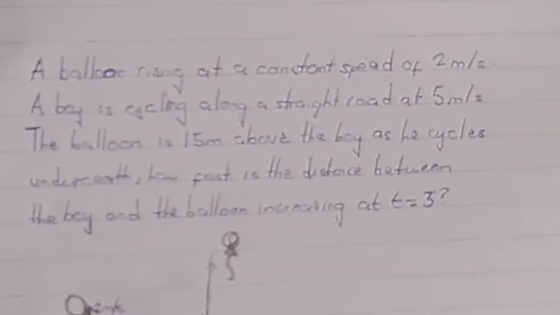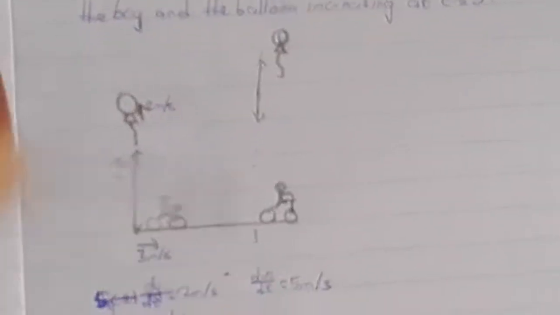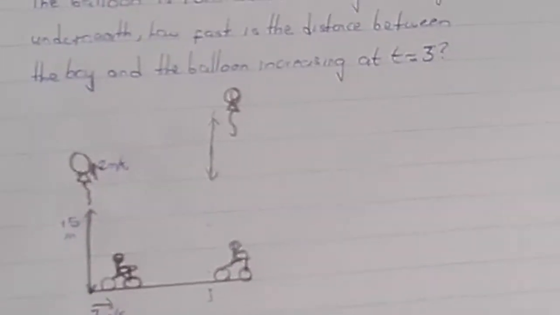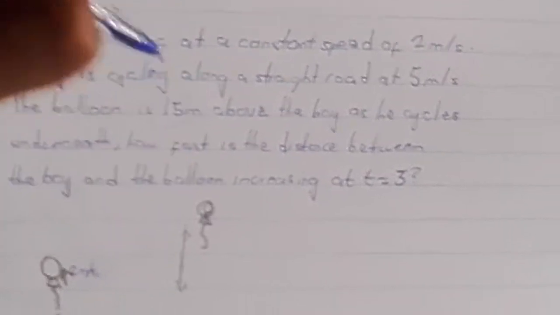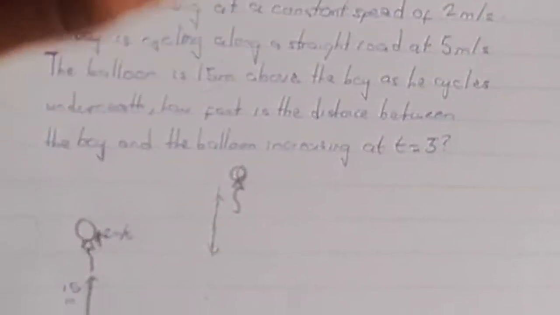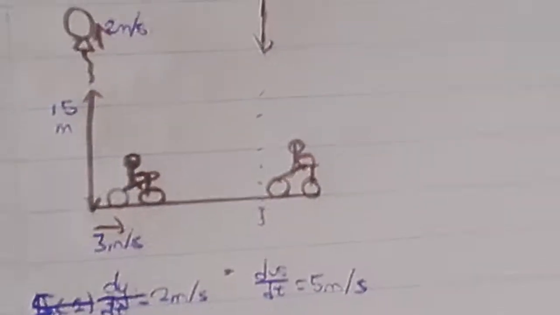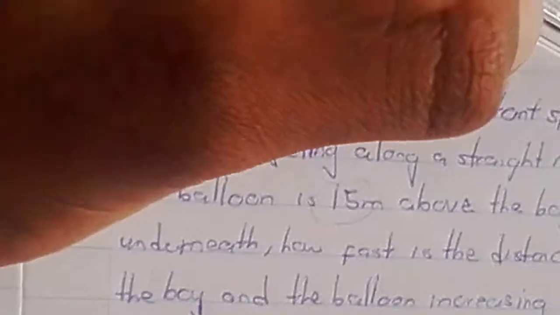Before we start anything, we should start by sketching a diagram of this. We start by interpreting this as a diagram. So the first part that I pick out is the balloon is 15 meters above the boy as he cycles, meaning that from our zero or initial, there's already a vertical distance of 15 meters between the balloon and the boy. The second part is the constant speed of the balloon, which is given as distance over time.